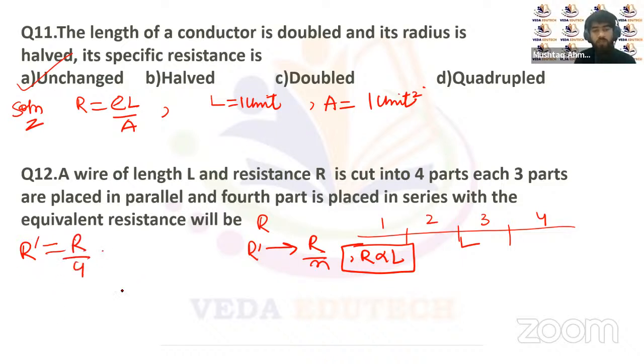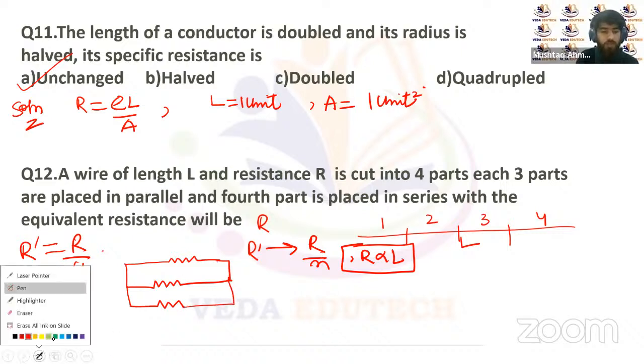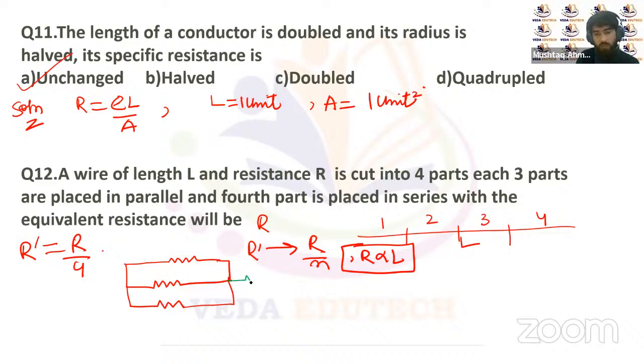Now, from these 4 parts, 3 parts have been placed parallel to each other, like this, and the 4th part is placed in series with them. The resistance of each part is R upon 4, and the resistance of this part is also R upon 4.